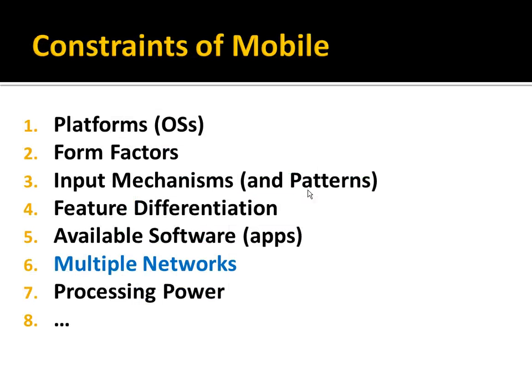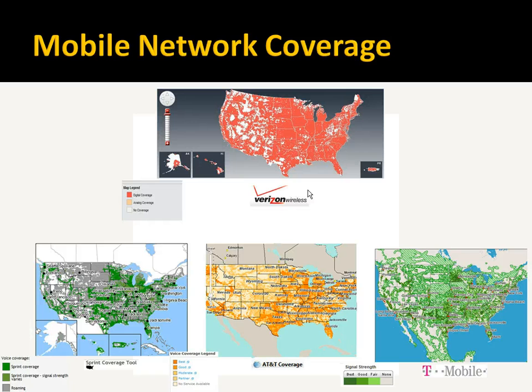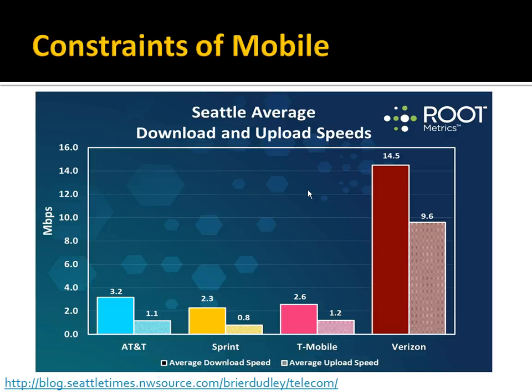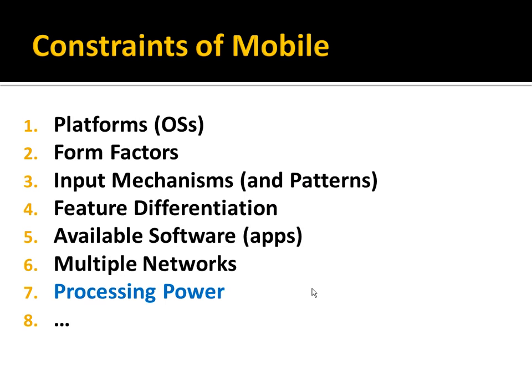Now, we also have multiple networks. The networks Verizon, Sprint, AT&T, T-Mobile. Everyone claims that they have better coverage. Everybody claims that they have better speeds. And in one city, maybe Verizon is faster than Sprint or AT&T, and in another city, AT&T will be faster than Verizon. So I think it really depends on where you are and what type of devices you have.